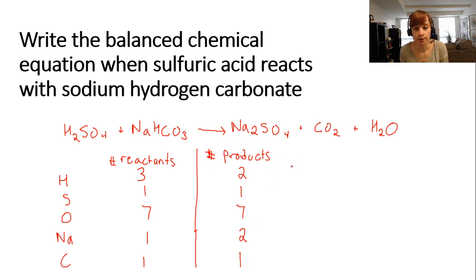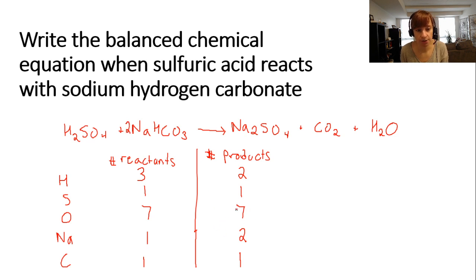Now the rule of thumb is to balance all atoms first, except for oxygen, carbon, and hydrogen. So we can balance out sodium and sulfur. Sulfur we don't need to balance out. It's already pretty good to go. But we have 1 less sodium on the reactant side, so we're going to draw a 2 here.